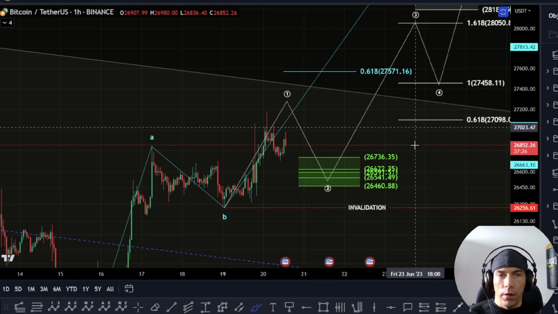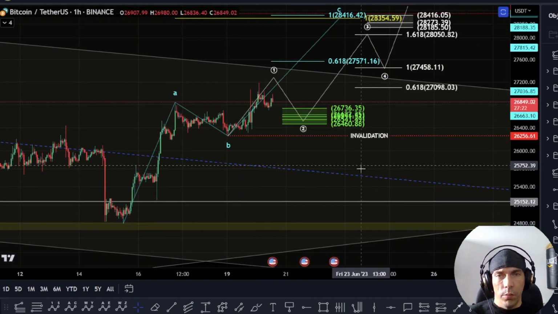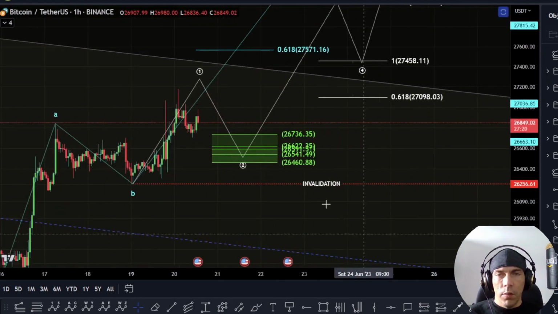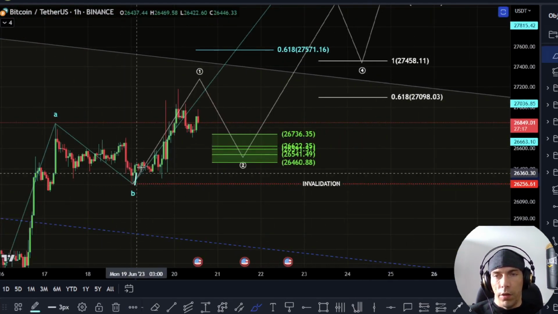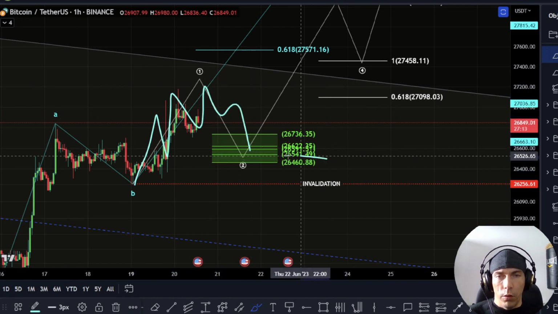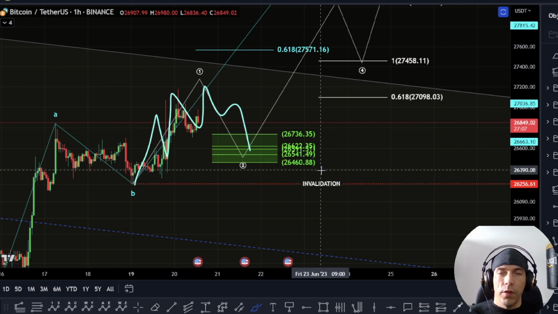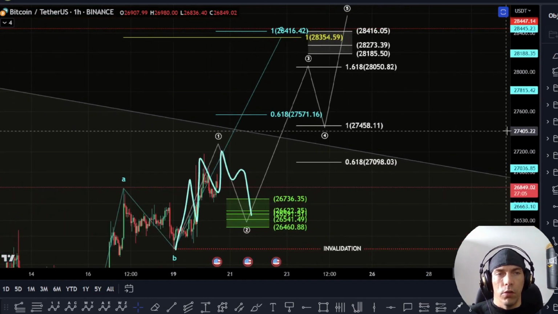And what that would look at is something along these lines here, where we treat this as an A, this is a B, and then what we'd be looking for, same idea here for that diagonal where this becomes 1, 2, 3, 4, 5. And then we look for a 3-wave move down and hold this 26,460. So really, as long as we hold this 26,460, what we could see is this continuation to the upside.